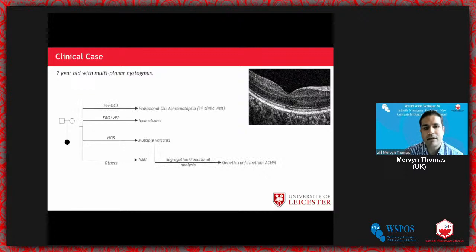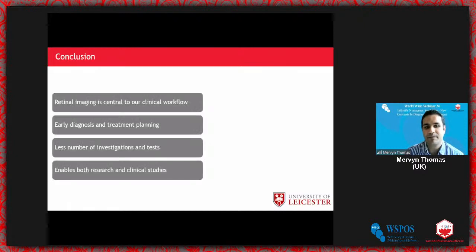But just to give a timeline, the provisional diagnosis of achromatopsia was made at the first clinic visit, whereas ERGs and VEPs can take time. Similarly, with next generation sequencing, there's a lag time between when you send the sample off and when you get the results and the actual segregation analysis. So overall it can take quite a long time to get a diagnosis from some of these other modalities.